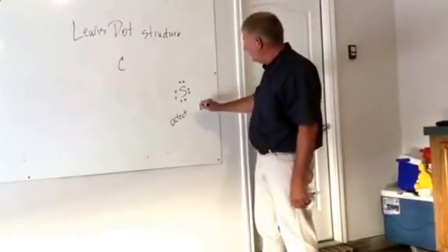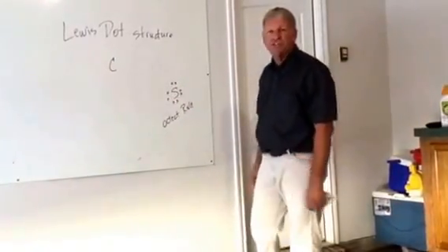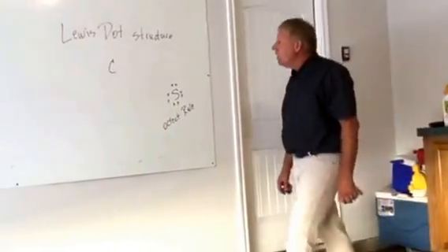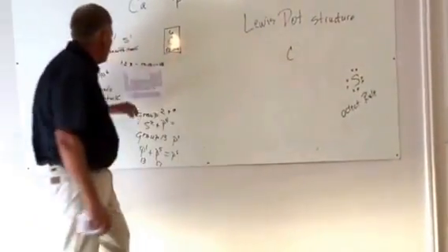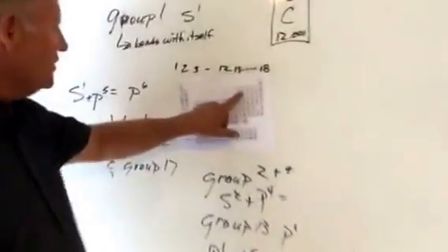The octet rule says that when I have 8 electrons, I'm as stable as I can be. I can't be any stabler. All right? Now, let's look at carbon. So what does carbon have? Okay, what does carbon have?